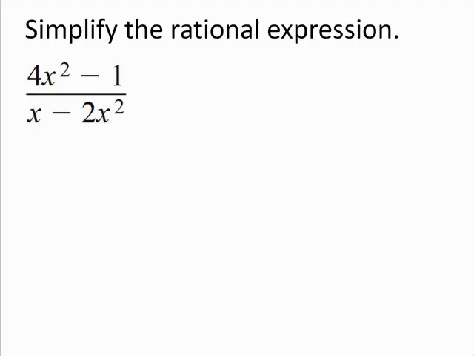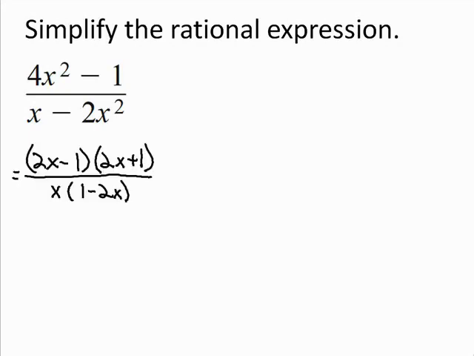Simplify the rational expression 4x squared minus 1 divided by x minus 2x squared. Start by factoring 4x squared minus 1 into 2x minus 1 and 2x plus 1, and factor an x out of the denominator. The quantity 2x minus 1 times the quantity 2x plus 1 divided by x times the quantity 1 minus 2x. Factor a negative 1 out of 1 minus 2x.